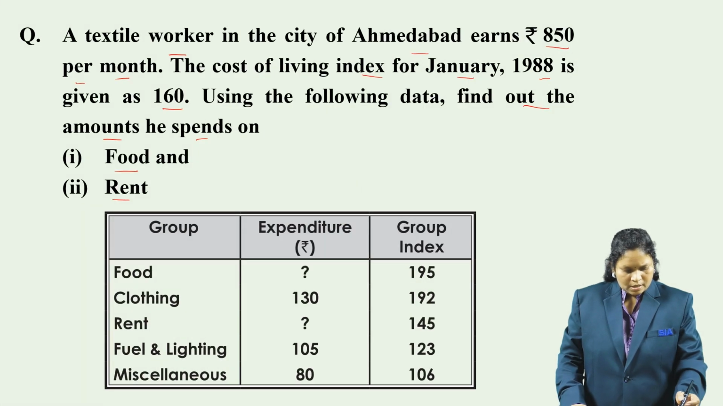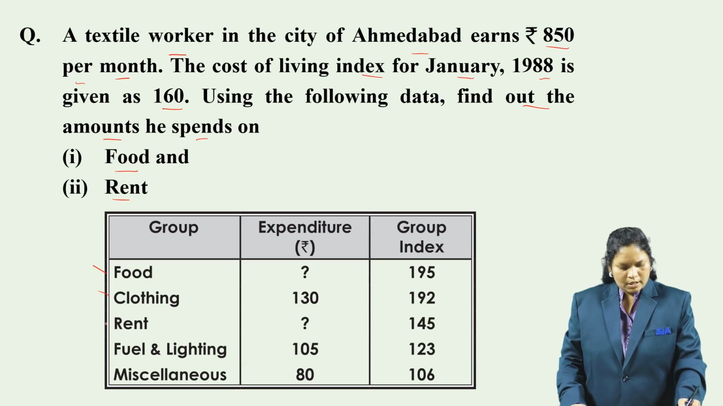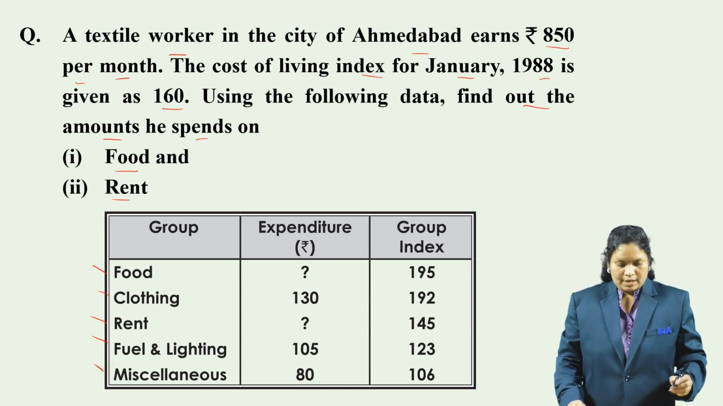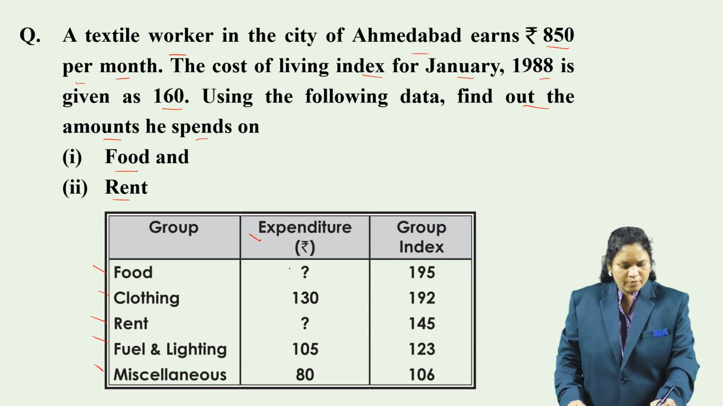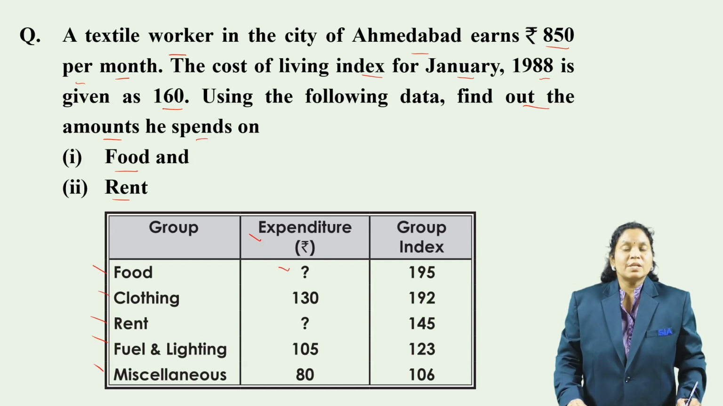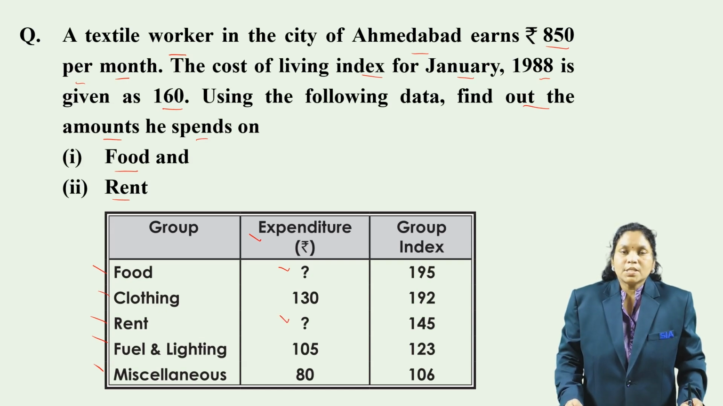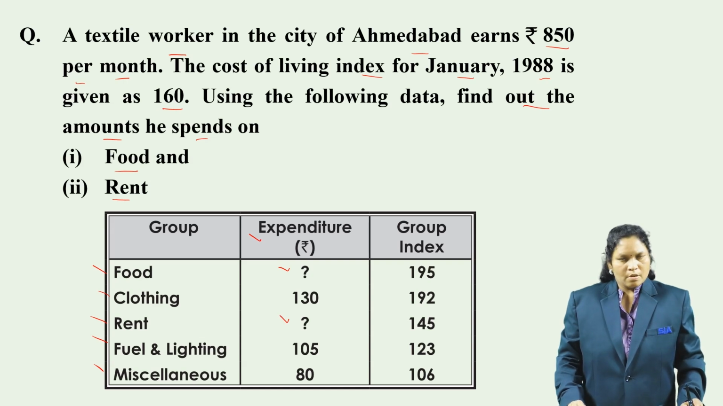What we have here: food, clothing, rent, fuel and miscellaneous data. In that, expenditures and group index they have given. Check it out, the food data is missing, meaning how much they spent on food is missing, as well as the rent they are paying. So it is a regular CLI problem, but some of the data is missing. To obtain that data they have given the clues: the overall expenditure total and the CLI value.